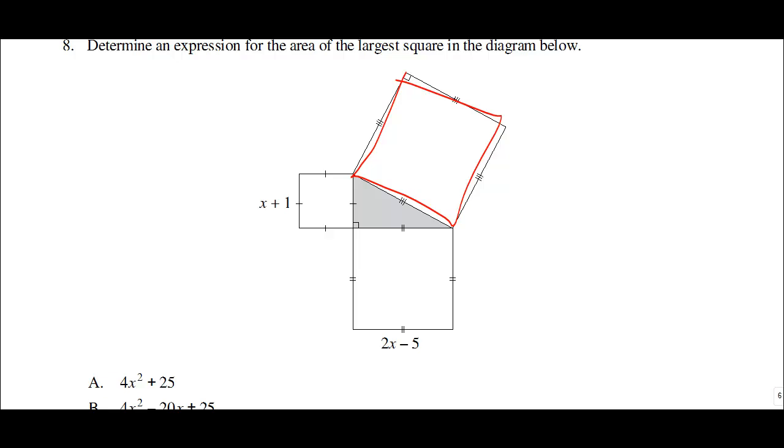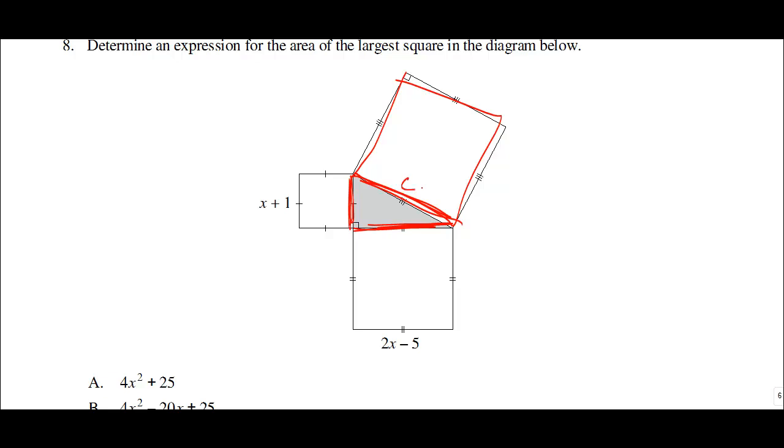So what I see here is you might have seen this kind of diagram before. This is a type of proof, one of many, for the Pythagorean Theorem. And all it's saying is that if you take the area of this first square and you add it to the area of this square right here, it's equal to the area of the third square. And so what we know is that this length right here is x plus 1, and this length right here is 2x minus 5. So we can use the Pythagorean Theorem to find out what this side is. And I'll call this side, let's call it C.